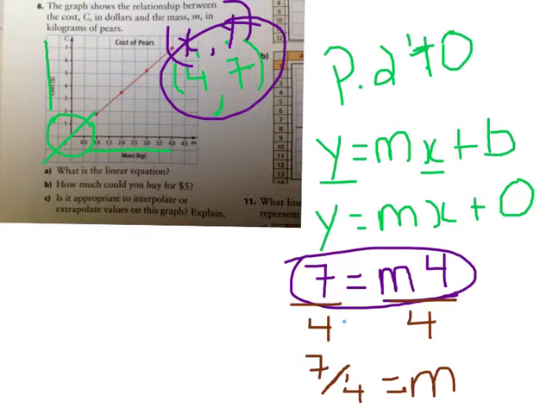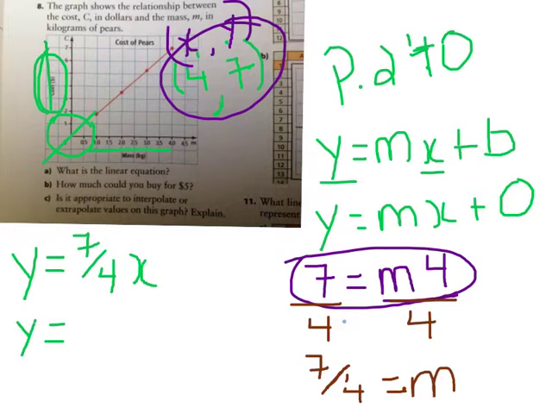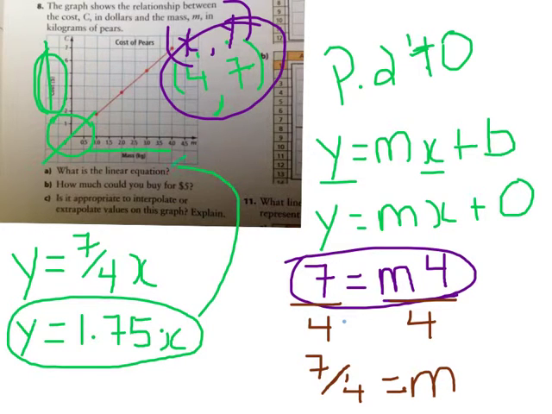So my slope, or if I rewrote my linear equation, would be y is equal to 7 over 4 of x. Now, 7 over 4 doesn't really make sense, right? Because I'm dealing in cost or dollars. So I can actually change this to a decimal. So 7 divided by 4 becomes $1.75, or 1.75x. So this is my linear equation for this question. And now I can use my linear equation to solve b and c. Okay?